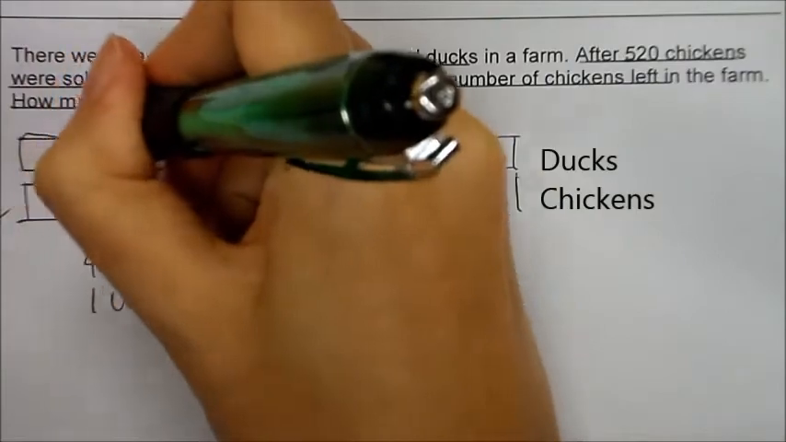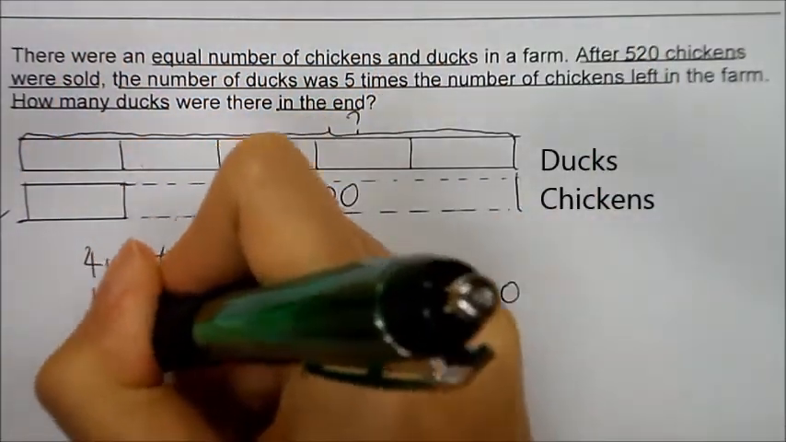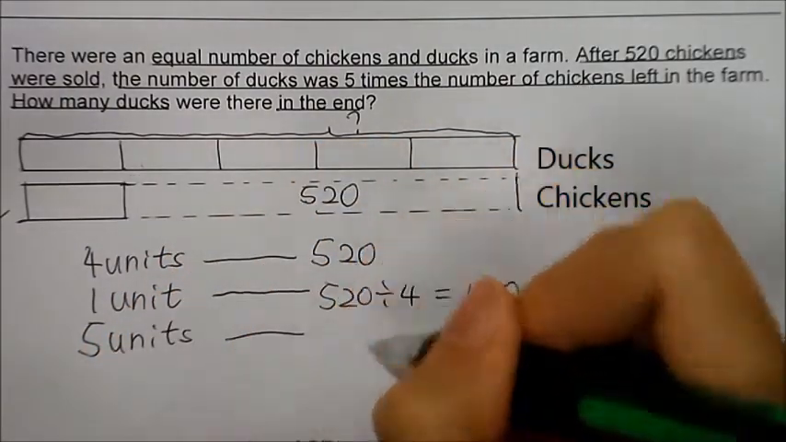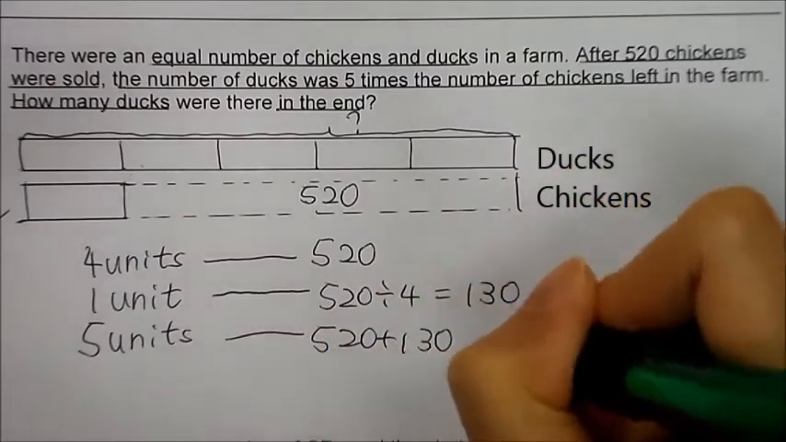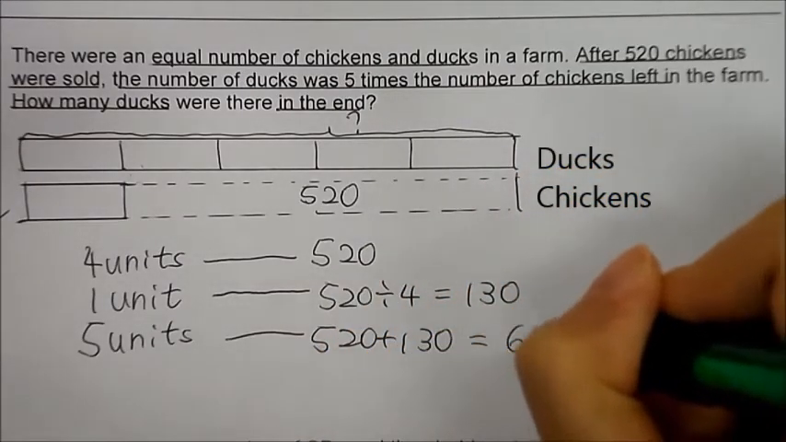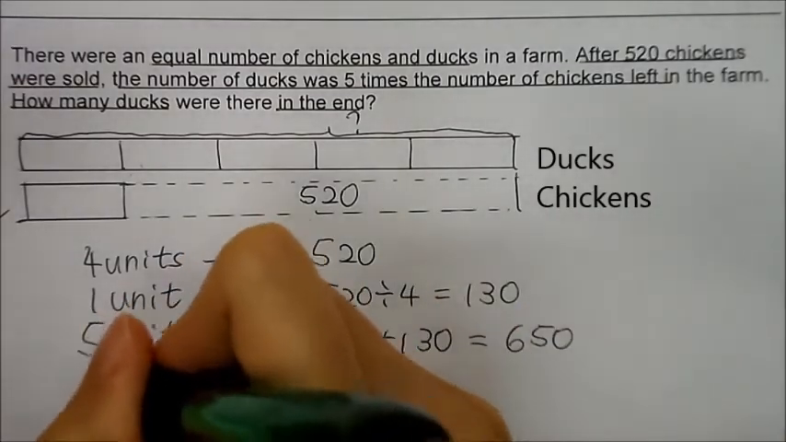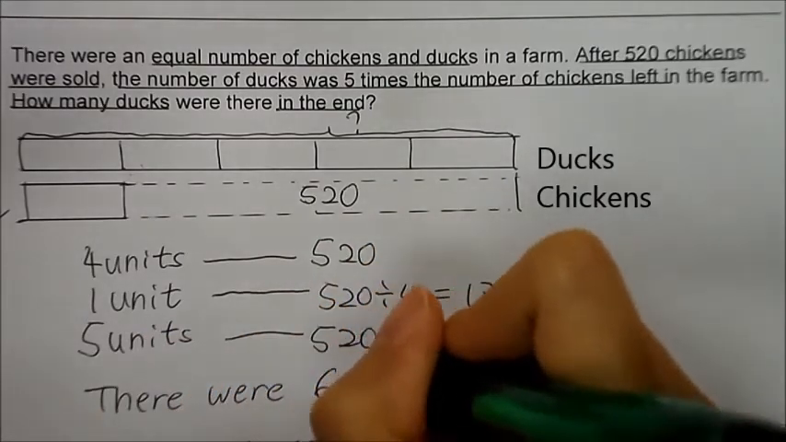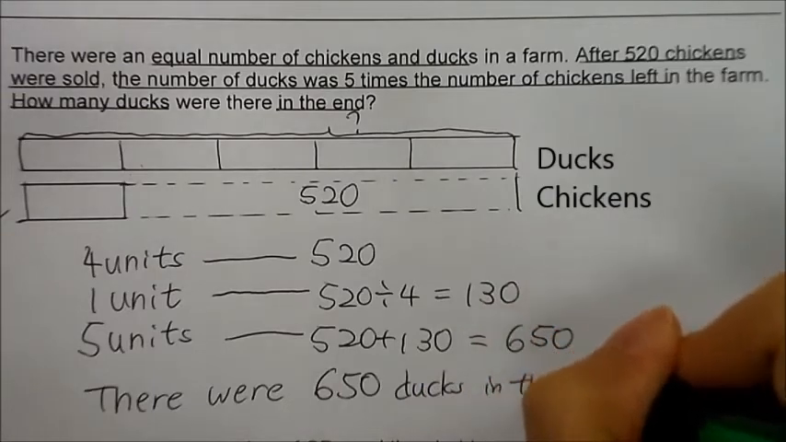So the question is how many ducks were there? And we know the number of ducks is 5 units. So what we can do, 4 units plus 1 unit is 650. Okay, so how many ducks were there in the end? There were 650 ducks in the end.